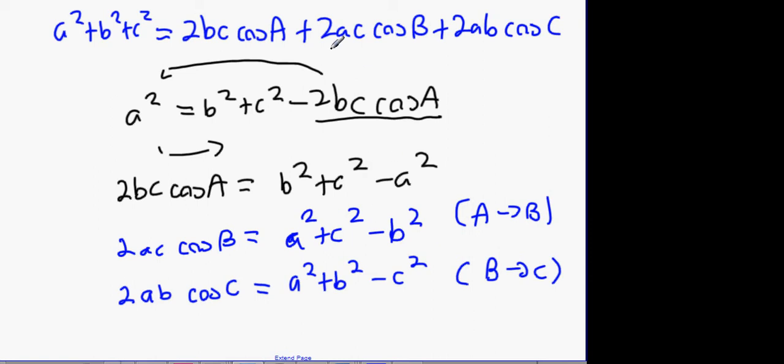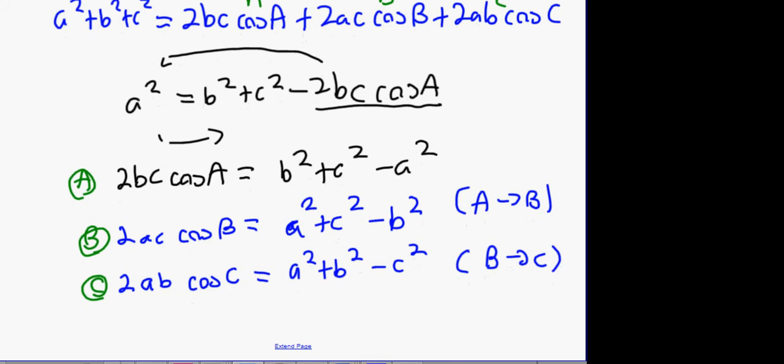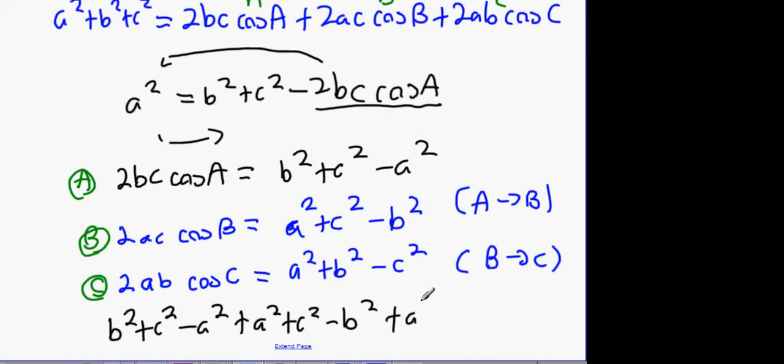Now that I have this done, what I've got to do is, there are three answers, A, B and C. Equation A, equation B and equation C, and we're going to add them all together. Okay? So what we're going to get is this. We're going to get b squared plus c squared minus a squared, plus a squared plus c squared minus b squared, and finally a squared plus b squared minus c squared.